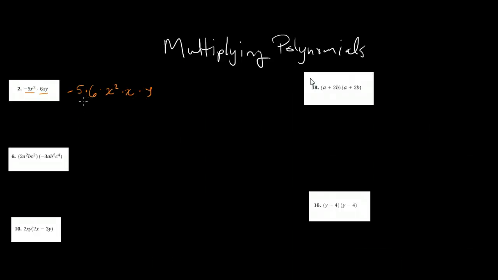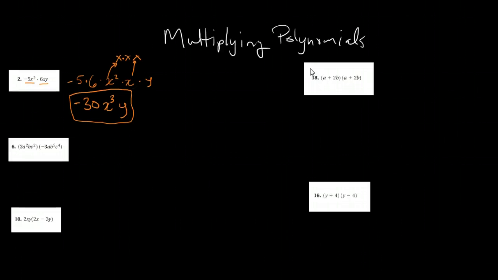Now, negative 5 times 6, that's pretty easy. A negative number times a positive number gives me a negative, and 5 times 6 is 30. One way that we can look at x squared times x is that x squared is x times x, and then we have this other x here. So x times x times x, well, that's x to the third power. And y isn't being multiplied by anybody, so we're just going to leave y alone. So negative 5x squared times 6xy is negative 30x cubed y.